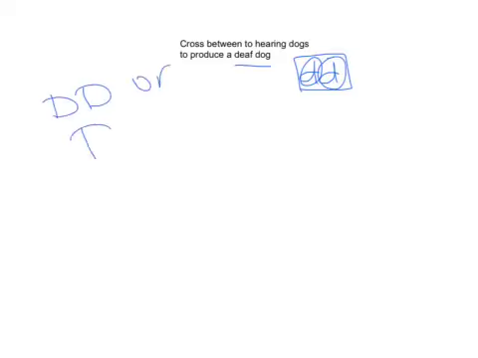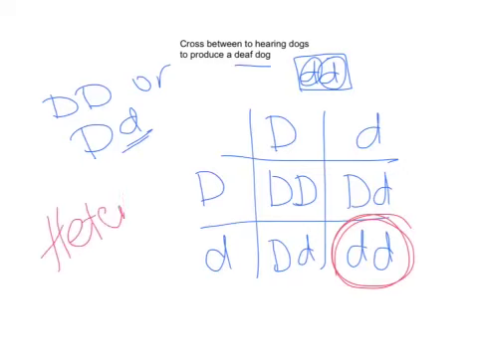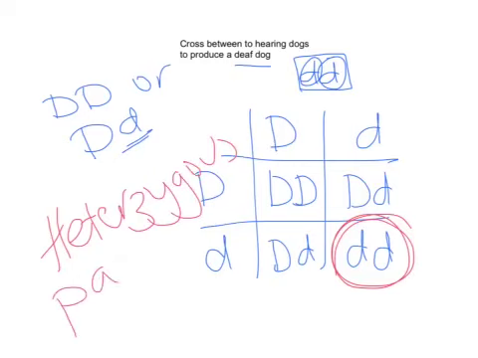So we need to draw up our Punnett square between our two heterozygous parents. And we can see, as a result, we have our deaf puppies coming from here. So by having our heterozygous parents gives us the result of a deaf puppy.